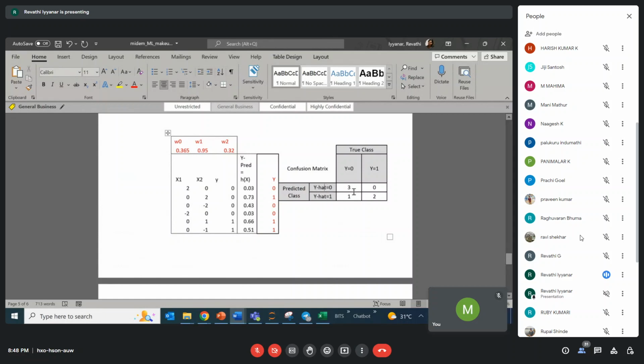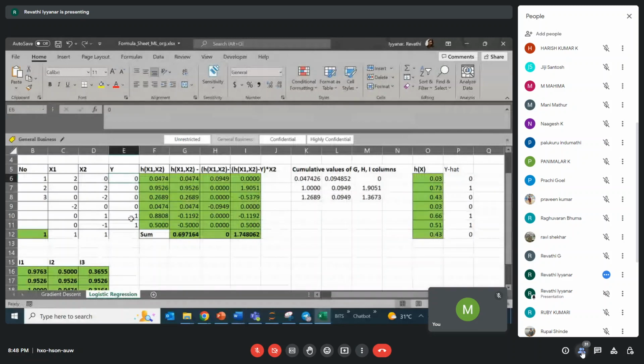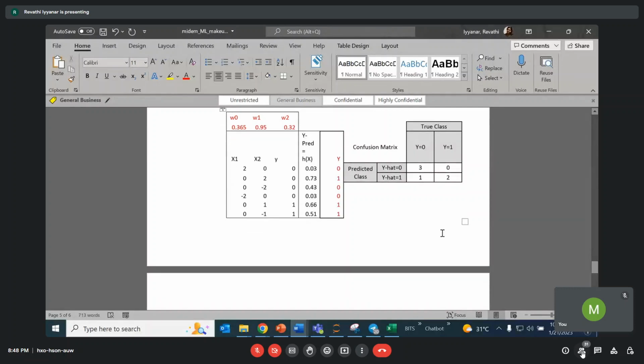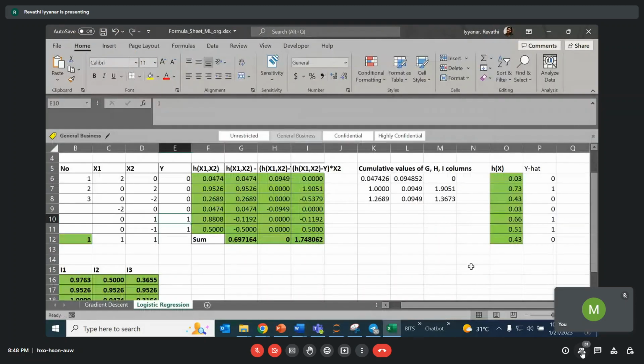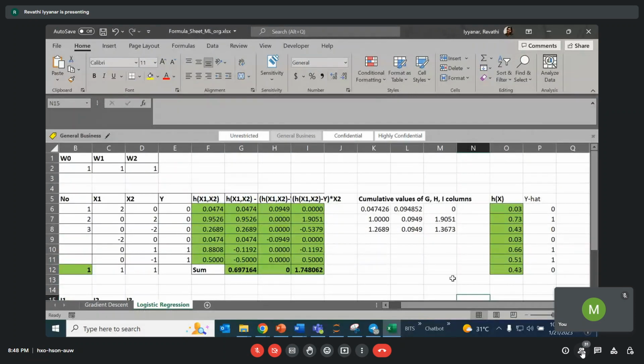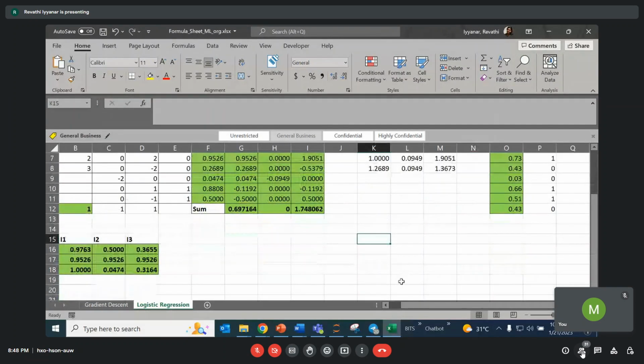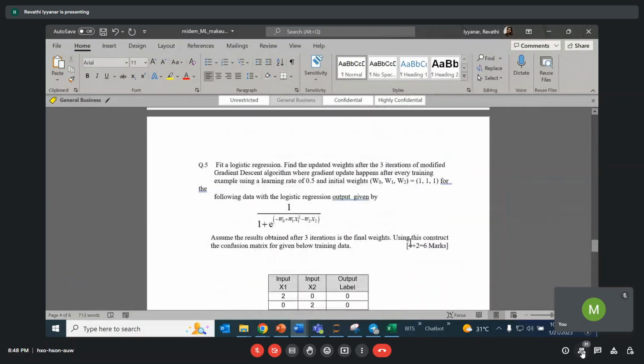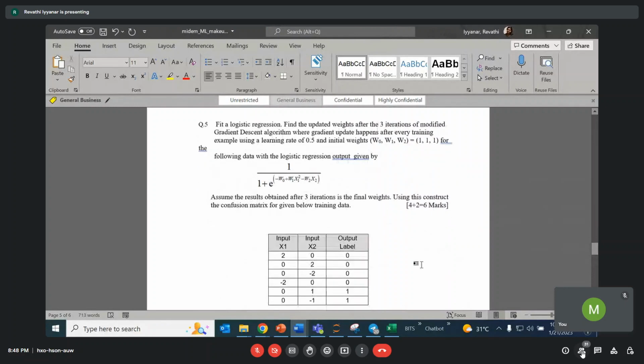So when y hat is 0 and y is 0, we'll count it here. When y is 1 and y hat is 0 or 1, we'll count it here. The confusion matrix we have to write on our own. The question is, the confusion matrix is the output they want.